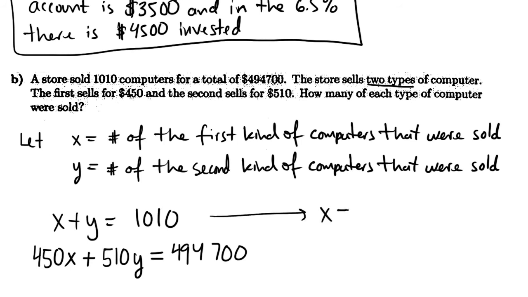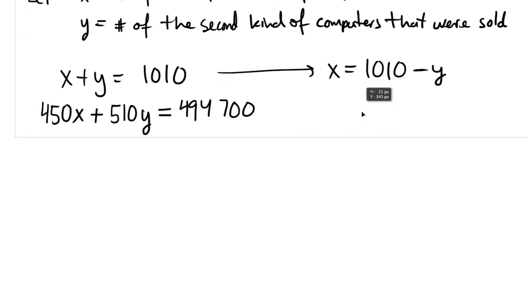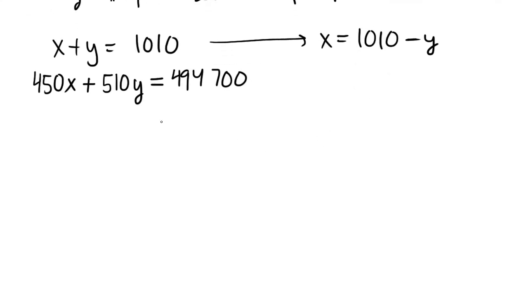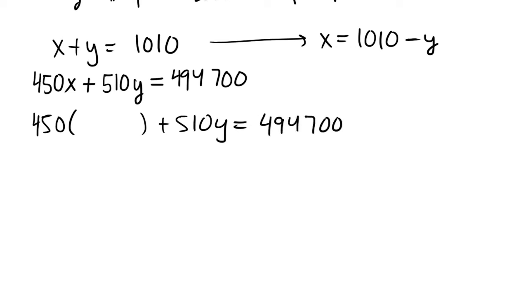All right, I'm going to solve this the same way here. I'm just going to isolate for x. So it's 1,010 minus y. And then I'm just going to replace that x in here. I'm going to replace this x by this equivalent expression of 1,010 minus y. Let's see what happens. So we get 450, and instead of x, I'm going to do a substitution. I'm going to substitute for x this thing, 1010 minus y.